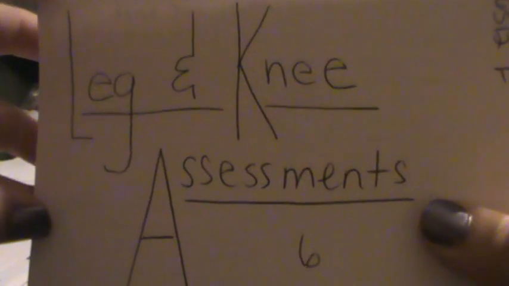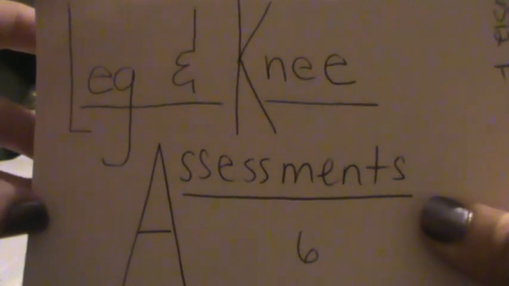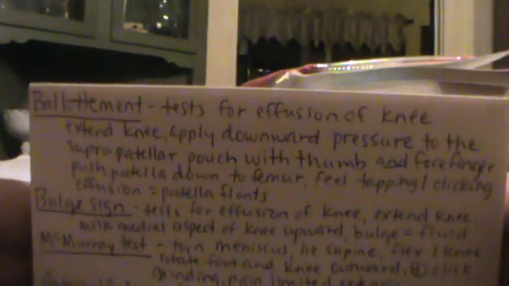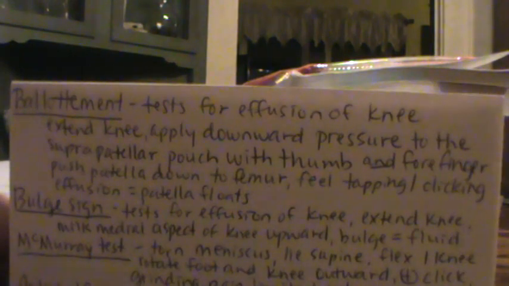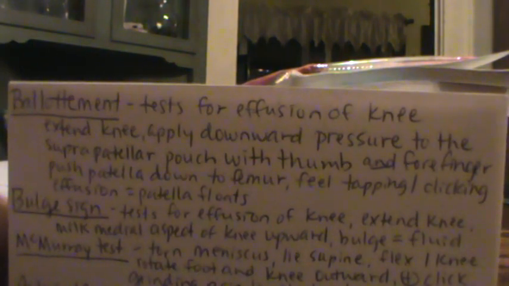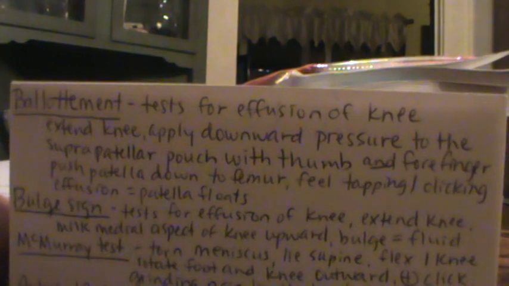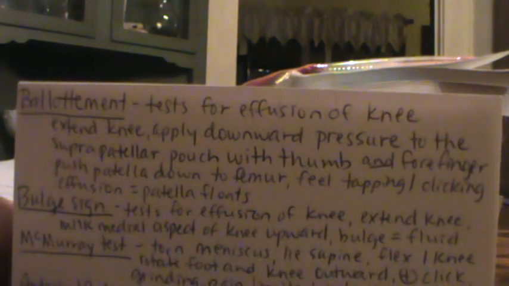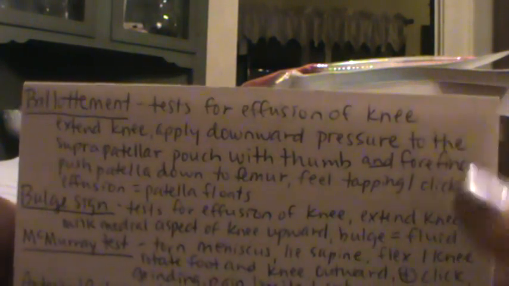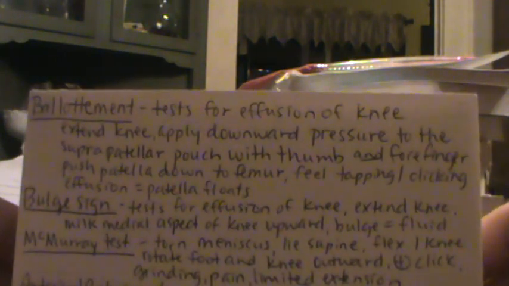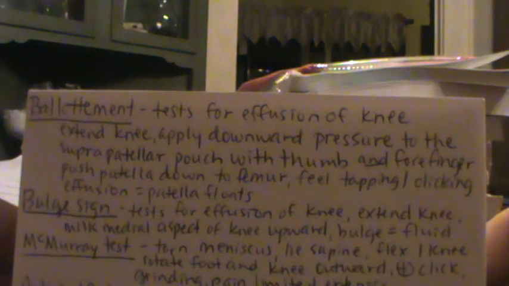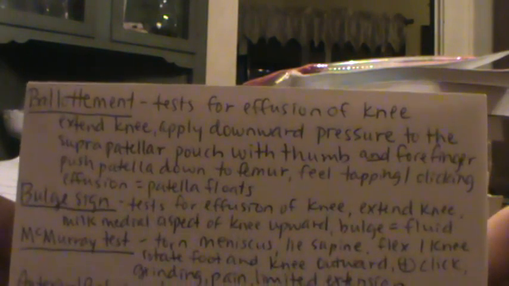What are 6 assessments that you can do on the knees and legs? The first one is ballottement. This tests for effusion of the knee. We extend the knee, apply downward pressure to the suprapatellar pouch with the thumb and forefinger, push the patella down into the femur, and then feel a tapping or clicking. An effusion usually is shown when the patella floats back upwards.